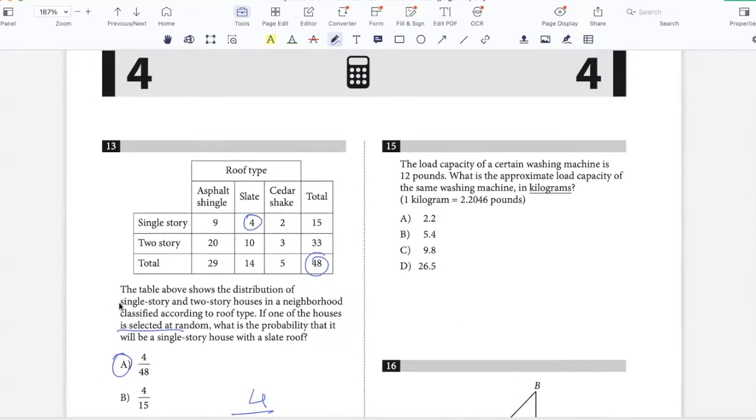The load capacity of a certain washing machine is 12 pounds. What is the approximate load capacity of the same washing machine in kilograms? Okay, so that would be 12 divided by 2.2046. So let's plug that in. 12 divided by 2.2046, right? So that's 5.4 kilograms.